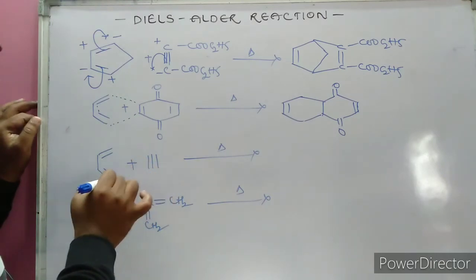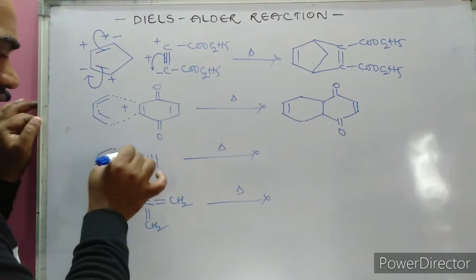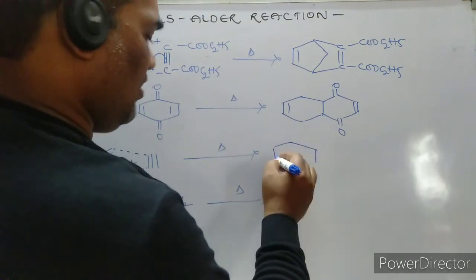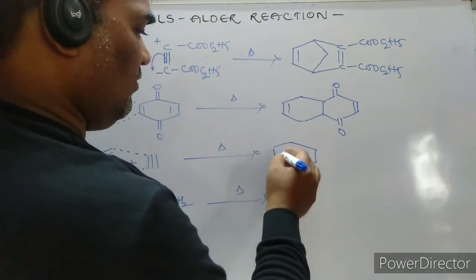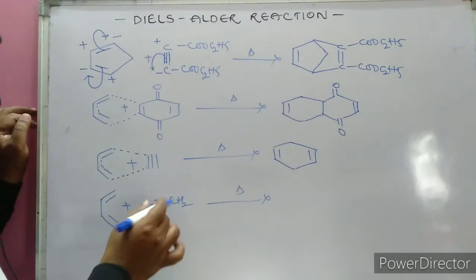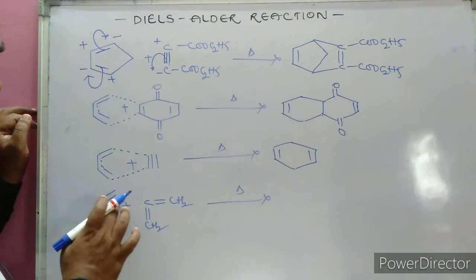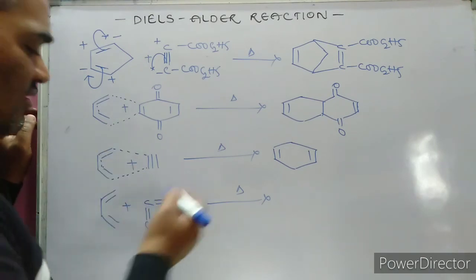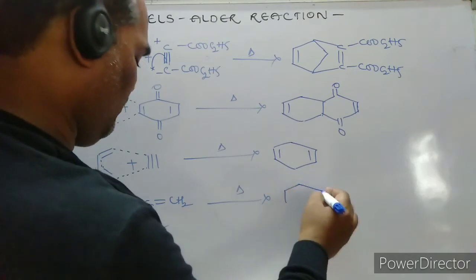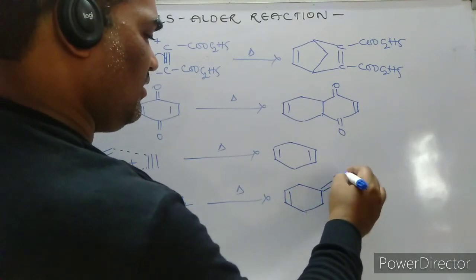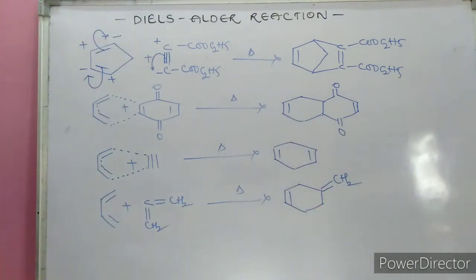Here a triple bond is given, and a cyclic transition state is possible. Out of the 3 bonds, only 2 bonds are broken and 1 bond remains the same. Here an ene is also given, but a 1,4 addition will take place. That is how the product forms. After formation of the cyclic intermediate, this is the formed product.